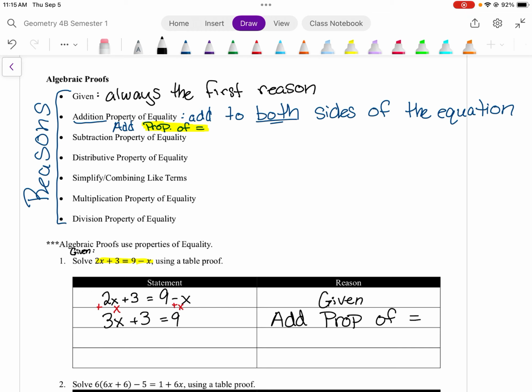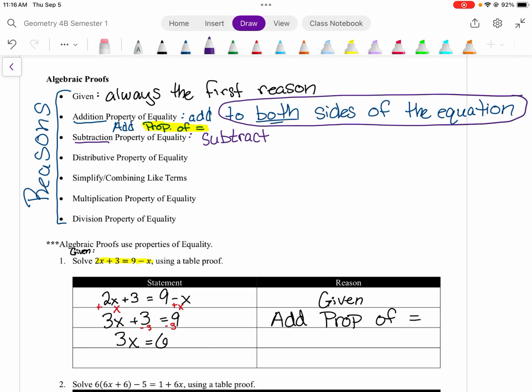Then if we go back to our equation, the next thing I would want to get is all my constants on the same side. So the next thing I would do is subtract 3. The result will be our next statement, 3x equals 6. And if we look at all of our different reasons that we can use, one of them is subtraction property of equality. And we would use that when we subtract from both sides of the equation. And I'm not going to write that down. I'm just going to put an arrow down there. So subtraction property of equality is when you subtract from both sides of the equation.